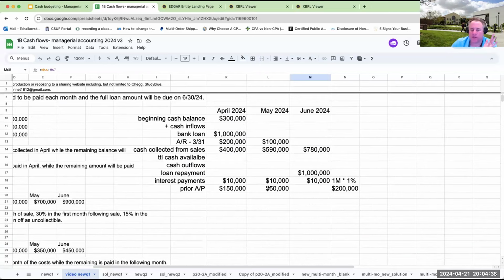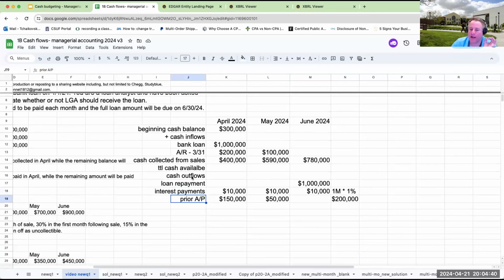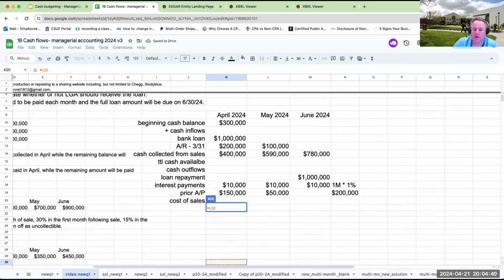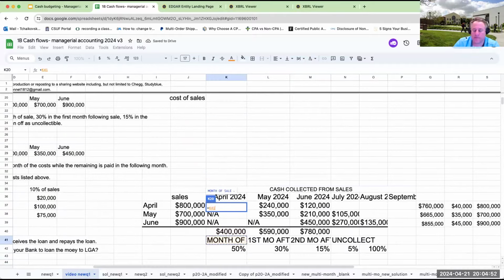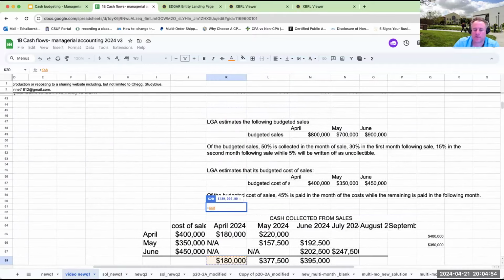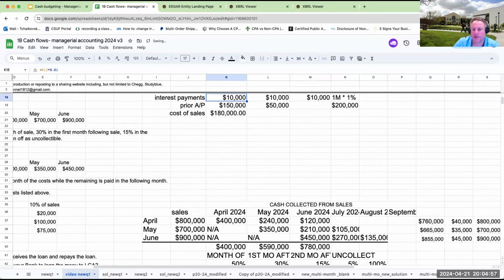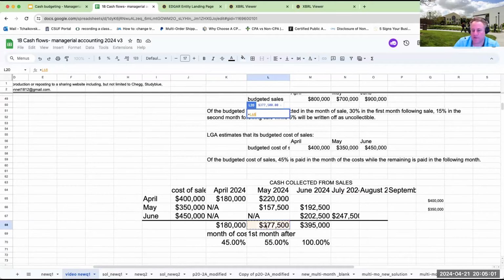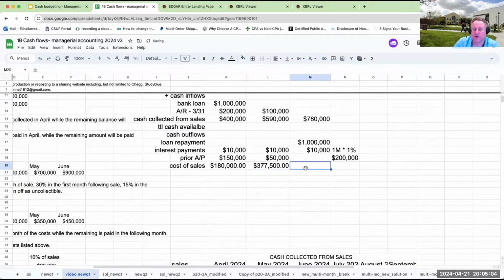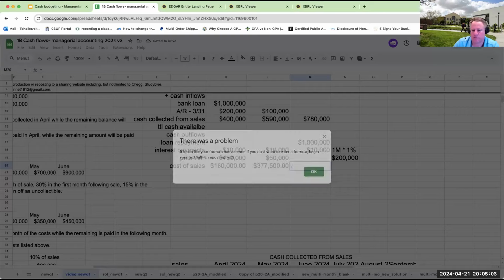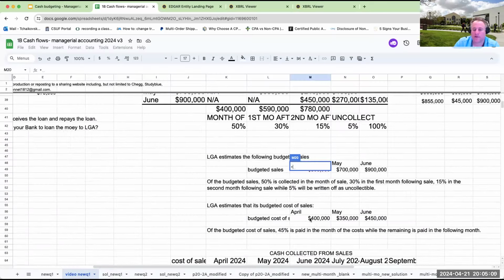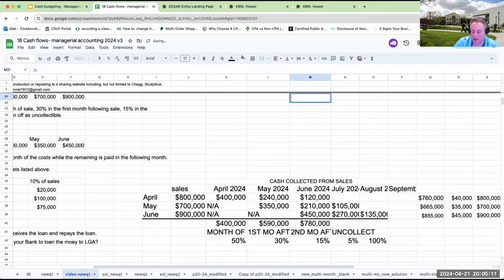So now, as we come up here, we're looking at our outflows. We figured out all of our inflows. Now we're looking at outflows. So cost of sales. During the month of April, this is going to be 180,000. For the month of May, this is going to be 377.5. And then for the month of June, this is going to be 395,000.